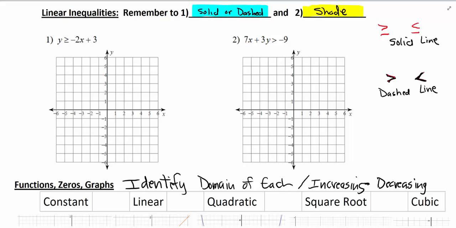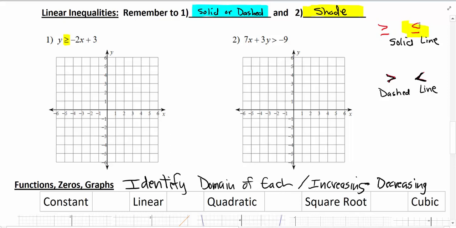Okay, quick review on graphing linear inequalities. Couple things to remember. You have to think about whether the graph is going to be a solid or a dashed line, and then you have to remember to shade the inequalities. So you're going to graph it like it's y equals mx plus b, and first pay attention to what kind of line it will be.